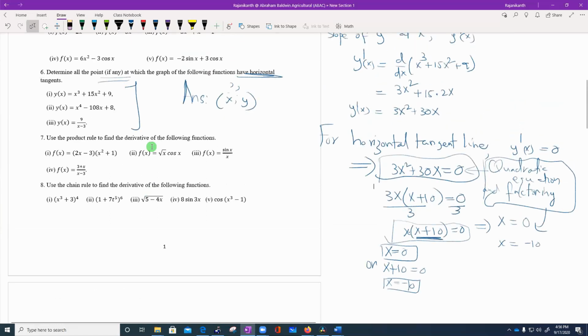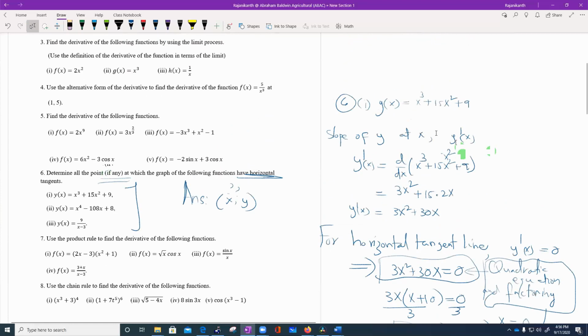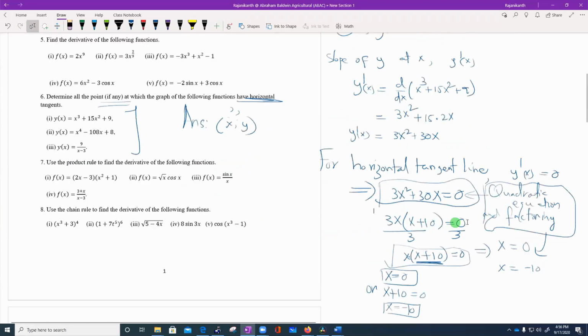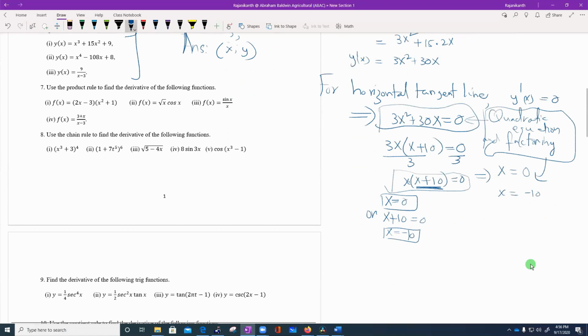Remember, they are asking us to find the points, right? Finding the points means you need to find the x and y coordinate as well. So far you know only the x values. There are 2 points, 2 different x values, but we don't know the y values. So you need to find them now. For the one point, the x coordinate is 0. You need to find y now.